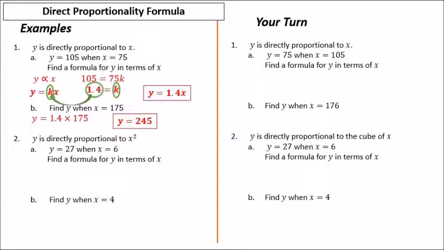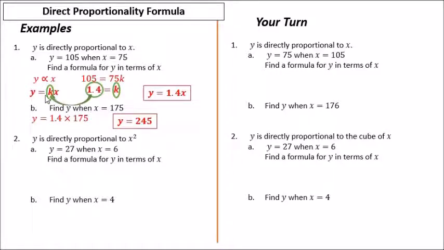So here we have 105 is equal to 75k, and we can then solve that equation to find the value of k. We end up with k equaling 1.4, at which point we should notice that our original formula, y equals kx, has the letter k in, which can be replaced with the value of k that we just found.